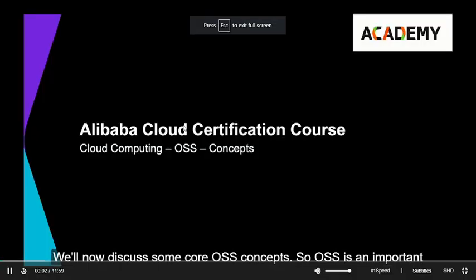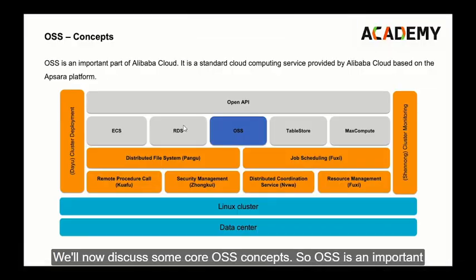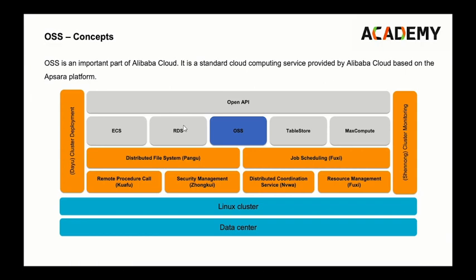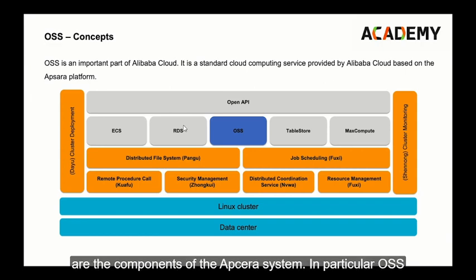Some core OSS concepts. OSS is an important part of the Alibaba Cloud platform, and just like the rest of the Alibaba Cloud public cloud platform, it depends on Apsara in order to run. Apsara is our cloud management system. The boxes in orange in the architecture diagram on this slide are the components of the Apsara system. In particular, OSS depends heavily on Pangu, which is the distributed file system component of Apsara.